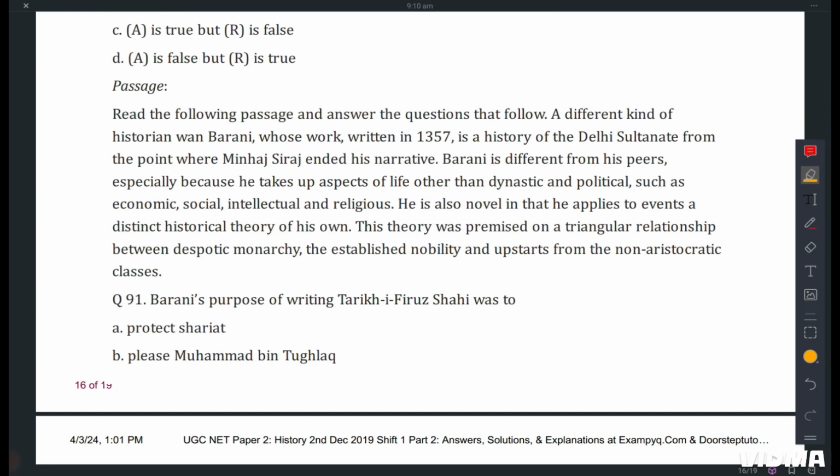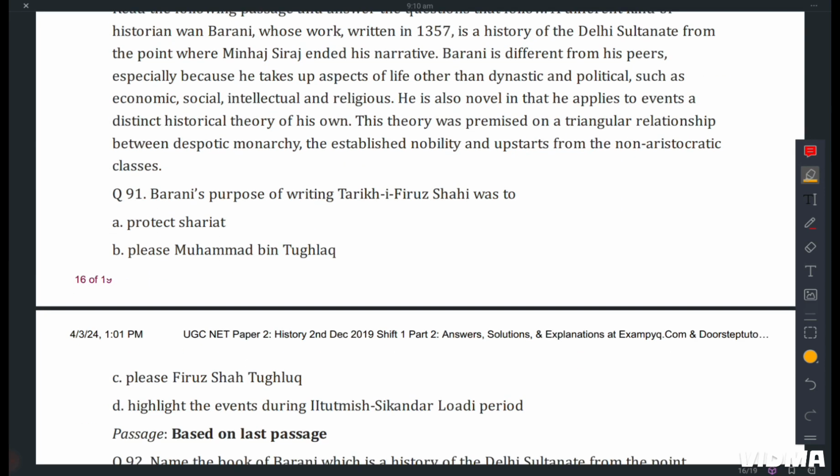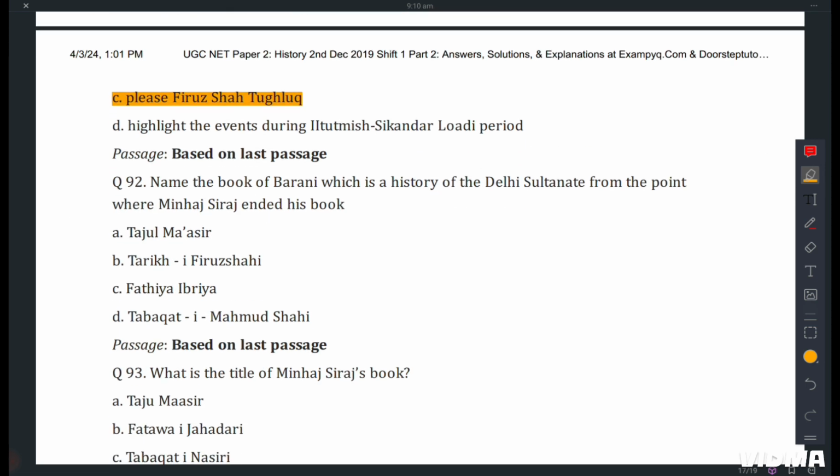Okay, let's go to the passage. Question number 91. Barani's purpose of writing Tarikh-e-Firuz Shahi was to protect Sharia, please Muhammad bin Tughlaq, please Firuz Shah Tughlaq, highlight the events during Iltutmish, Sikandar Lodi period. It is to please Firuz Tughlaq. Of course, if you are writing a book on them, you will write it to please them. Very easy.